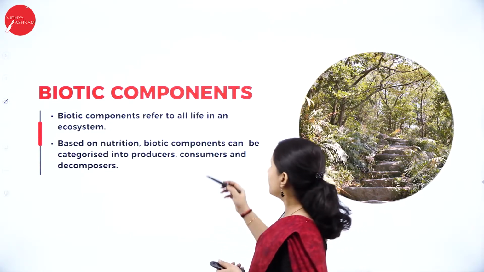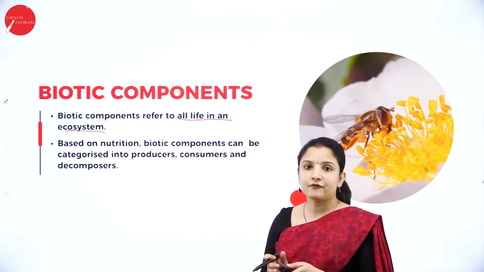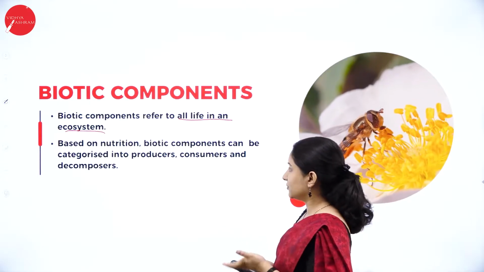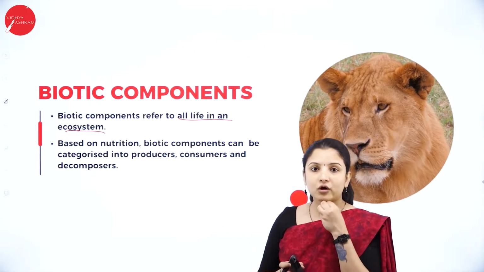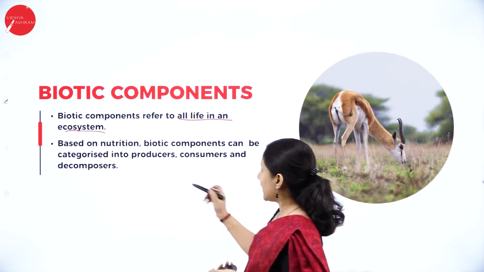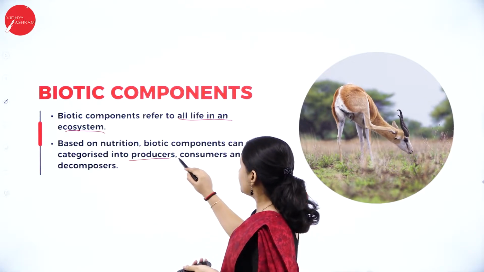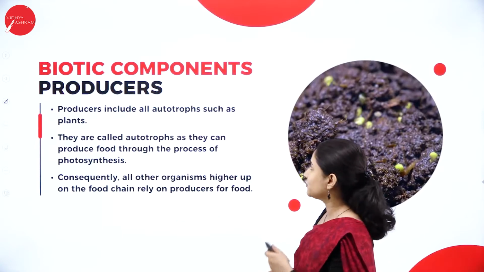Biotic components refer to all life in an ecosystem, that is, all the living forms that are there in an ecosystem. Based on nutrition, or based on what they feed on, the biotic components are categorized into producers, consumers and decomposers. So let's study each of these one by one.